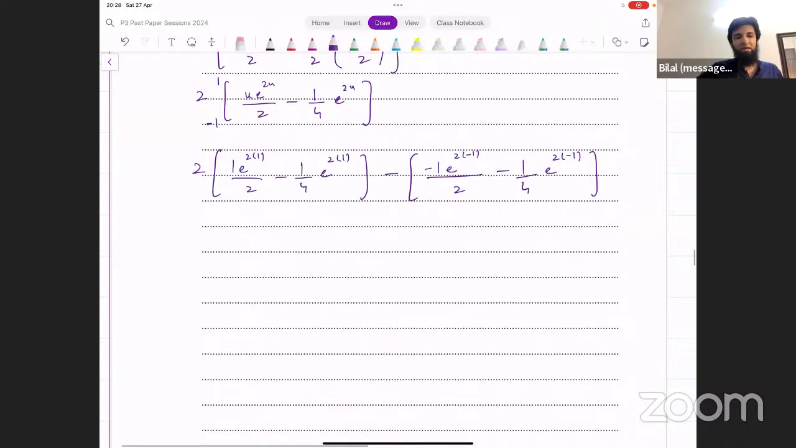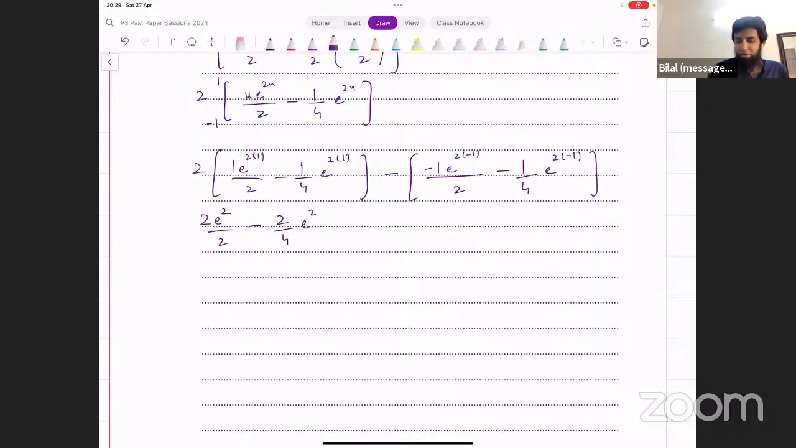So you want an exact answer. You can't put this whole thing on a calculator. You have to show steps and write down the exact value at the end. So this becomes 2 into e squared over 2. You can just do that simplification as well. 2e squared over 2 minus 2 over 4e squared.